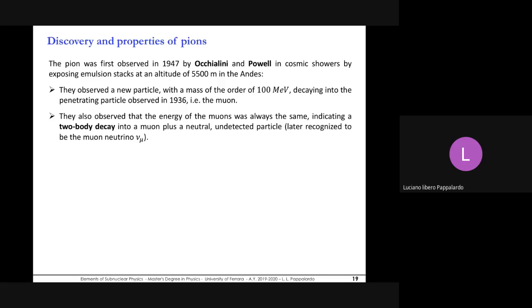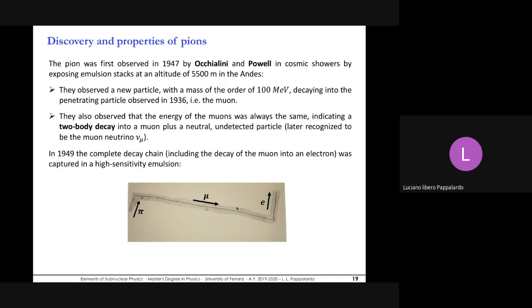In addition, they also observed that the energy of the muons was always the same, indicating a two-body decay into a muon plus something else that was not observed. So clearly it was a neutral particle that was, as we know today, later recognized to be the muon antineutrino. Okay. So in 1939, the complete decaying chain was captured in a high sensitivity emulsion.